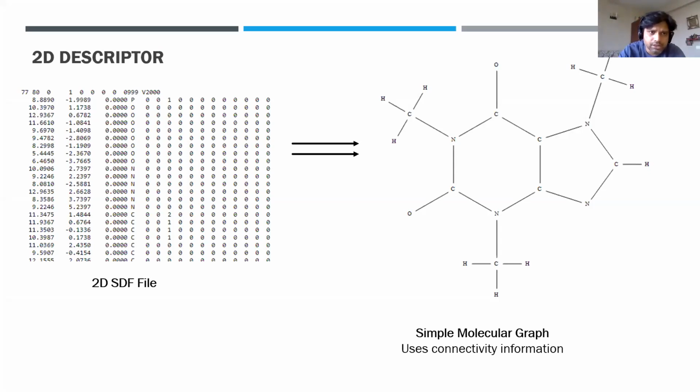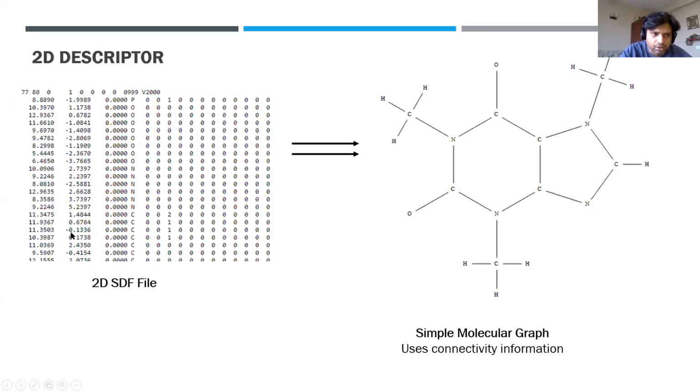Now I'm just jumping to 2D descriptors. I'm not sure how many of you have seen a structure file or a chemical molecule file. This is the format of a chemical molecule file, SDF, in 2D format. Now you can see that this is the X coordinate.